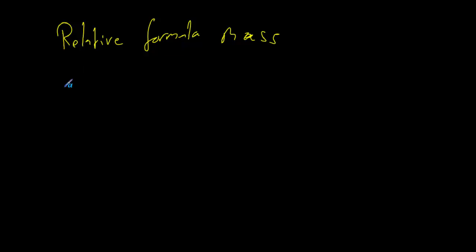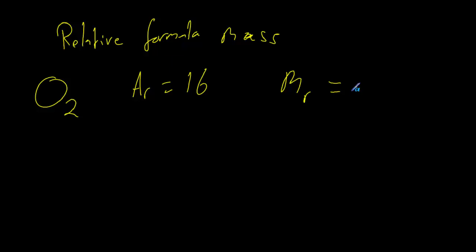Because even in a pure element, oxygen, for example, is O2. And so the relative atomic mass of oxygen equals 16, but the relative formula mass, which is written Mr (Ar is atomic mass, Mr stands for formula mass), the Mr of oxygen is going to give us 2 lots of 16, which is 32.